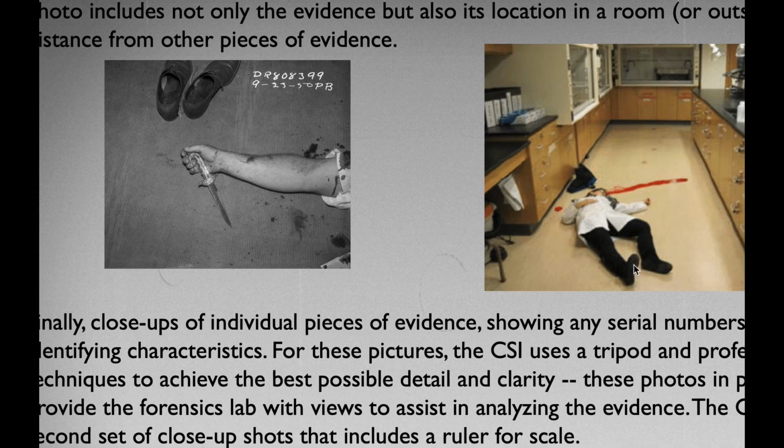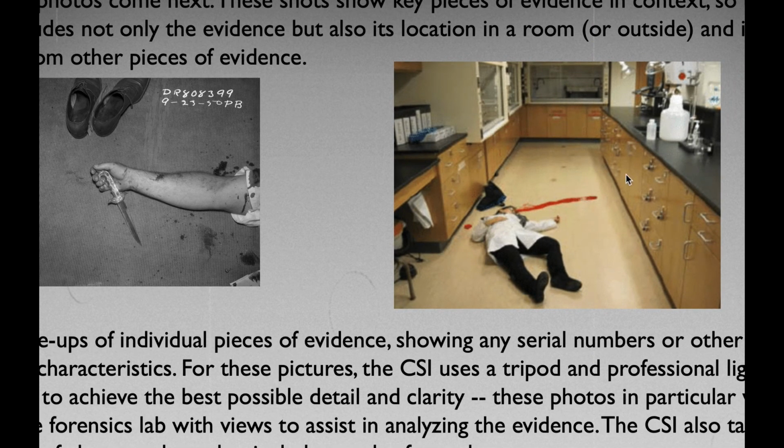Here in this laboratory, you can see the victim. You can see a blood smear. You can see another blood pooling over here as well. The context is, they're in a scientific lab, because wisdom tells us that these black bench tops, these wood drawers, the fume hoods, and all those are typically present in a science lab.